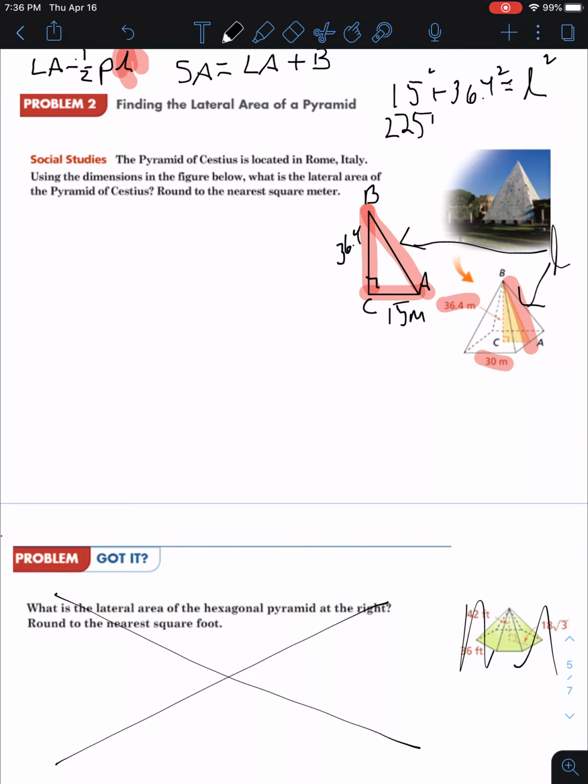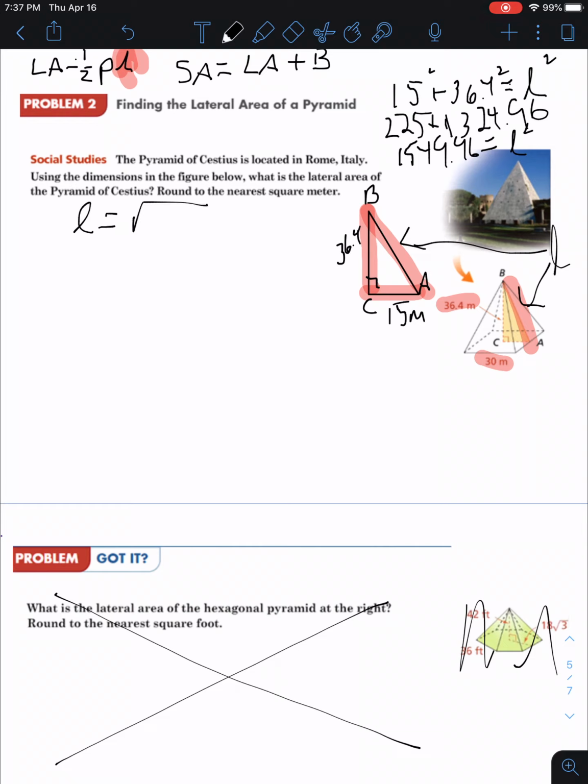and 36.4 squared is 1324.96. That's going to be L squared. When I add those together, I get L squared is 1549.96. And then to find L, that is the square root of that.